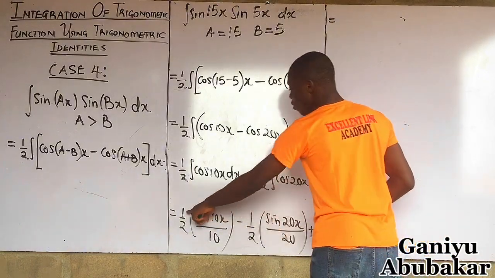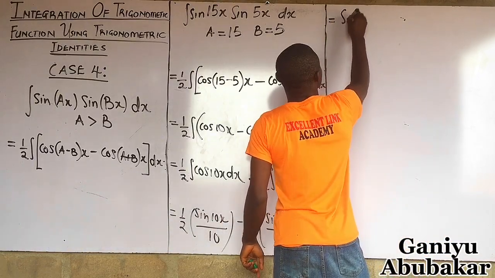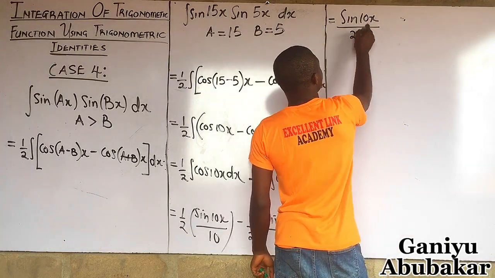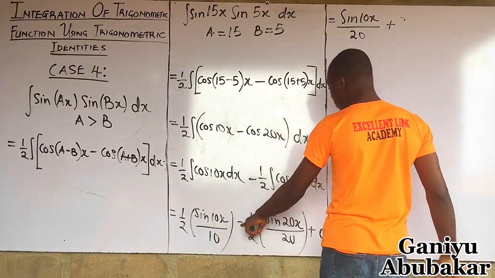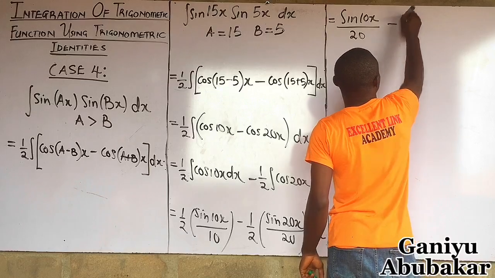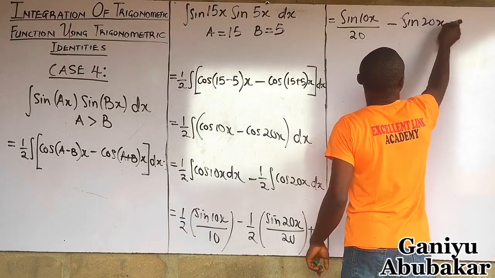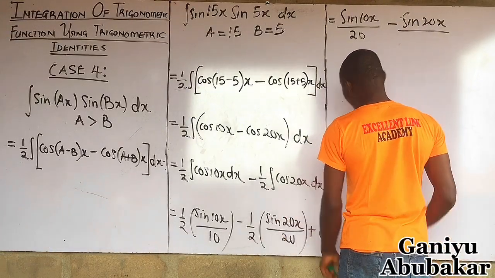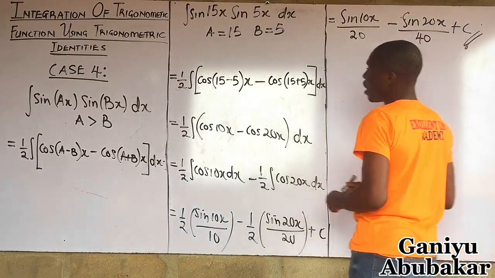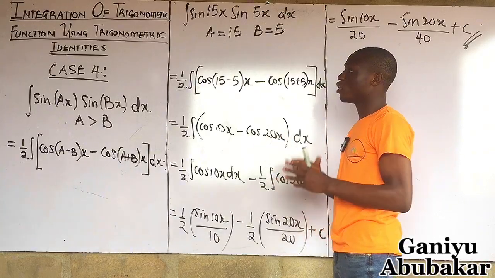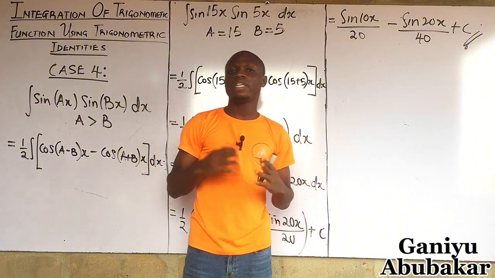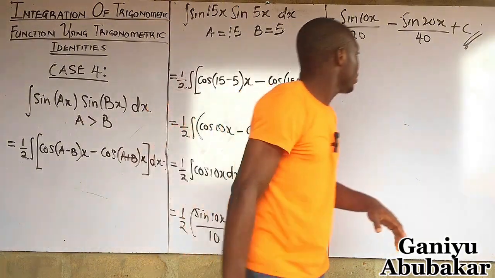1 times sine 10x gives sine 10x all over 2 times 10, which is 20, minus 1 times sine 20x gives sine 20x all over 2 times 20, which is 40. Next up, plus c. This becomes my answer after solving this problem using the concept of case 4, as you can see. All right, see you in our next class.